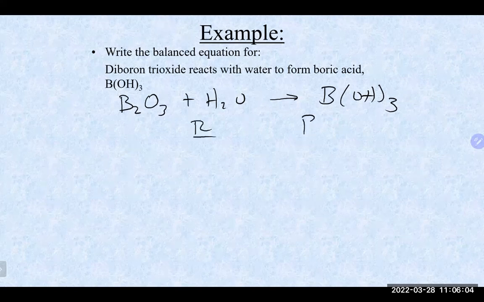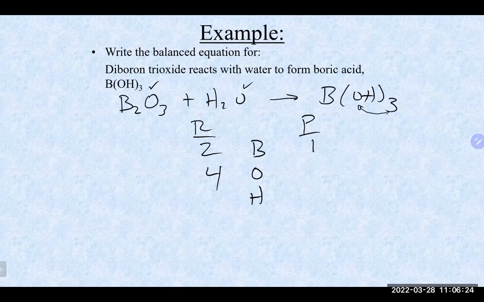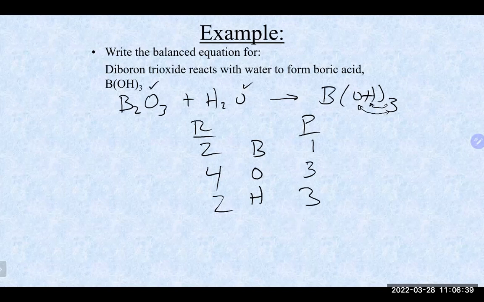So we'll have our reactants and our products. In this case, we got B, O, and H. Left-hand side, obviously, we got 2 borons. Right-hand side, we have 1. Left-hand side, we have 4 oxygens, and again, that is 3 from here and 1 from there. Right-hand side, we have 3 oxygens in this case as we multiply that in. Left-hand side in hydrogen, we have 2, and right-hand side, we also would multiply the 3 in for the hydrogen as well, and that would get us 3 in this case. Any questions so far here?